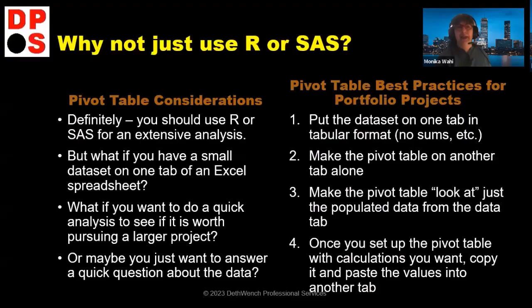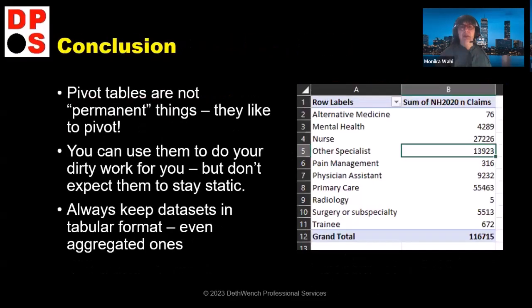Let me go back here. So the problem with pivot tables is they're not permanent. They like to pivot, right? You can use them to do your dirty work for you, but you can't expect them to stay static, which is why you have to do that copy and then paste special. And you should always keep your data sets in that tabular format, even your aggregated ones, because then you might even further aggregate.